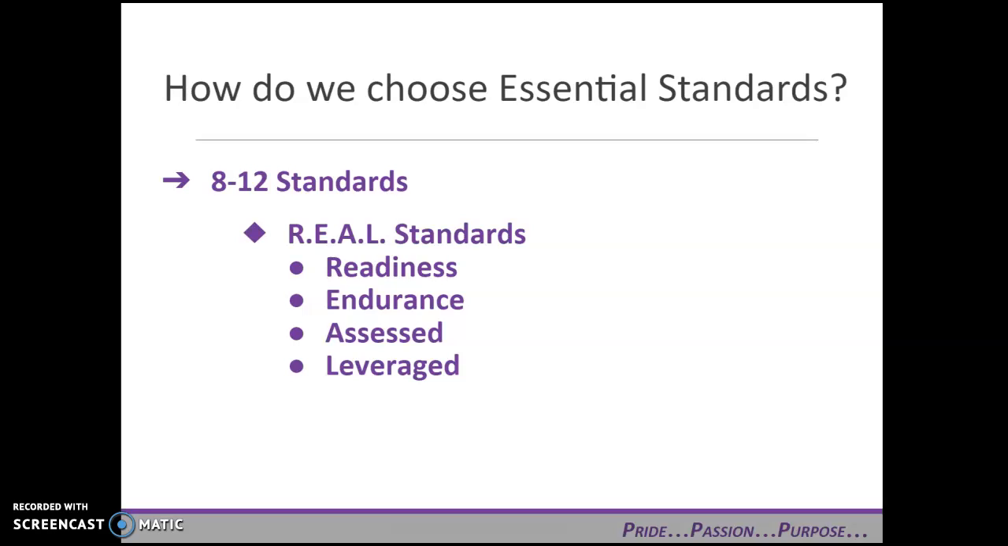How do we choose essential standards? If we teach all standards, how do we decide what qualifies as got to know? First, teams should narrow down the standards to 8 to 12 at the most. And then teams should use the REAL, R-E-A-L, acronym to evaluate standards. REAL stands for readiness, endurance, assessed, and leveraged.